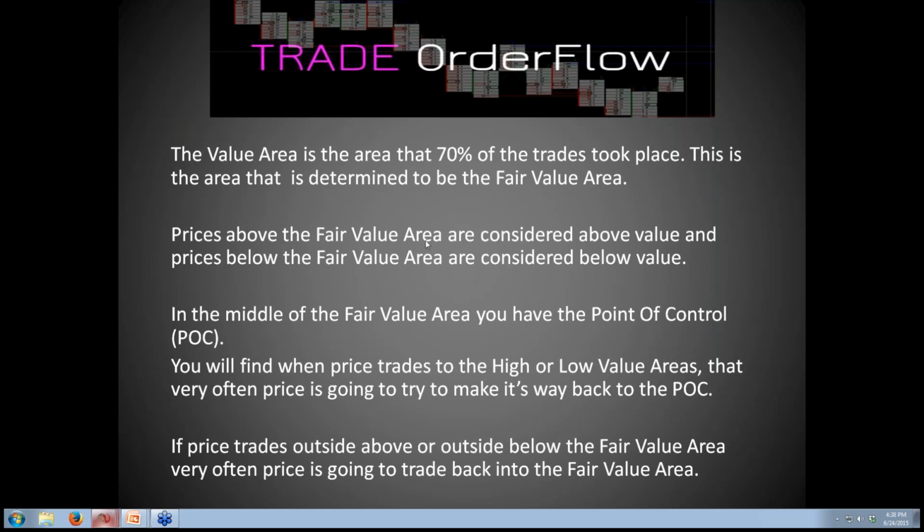All right, so prices above the fair value area are considered to be above value, and prices below the fair value area are considered to be below value. And right in the middle of the fair value area, you're going to have the point of control. You'll find that when price trades to the high or low value areas, very often price is going to try to make its way back to the point of control and then the opposite end of the fair value area. If price trades above or below the fair value area, very often price is going to find its way back to the fair value area.